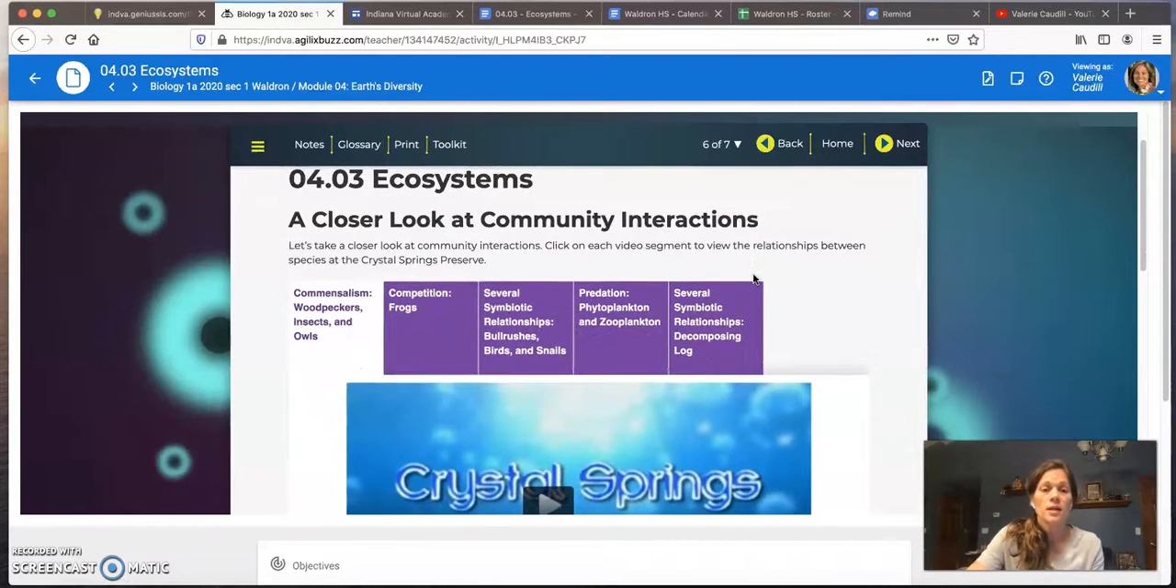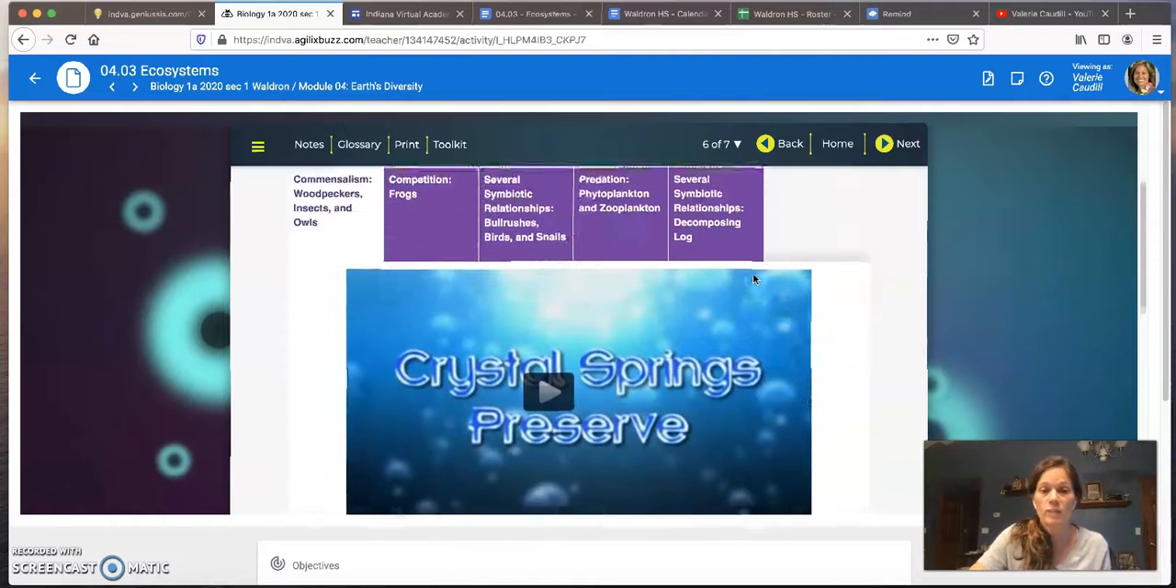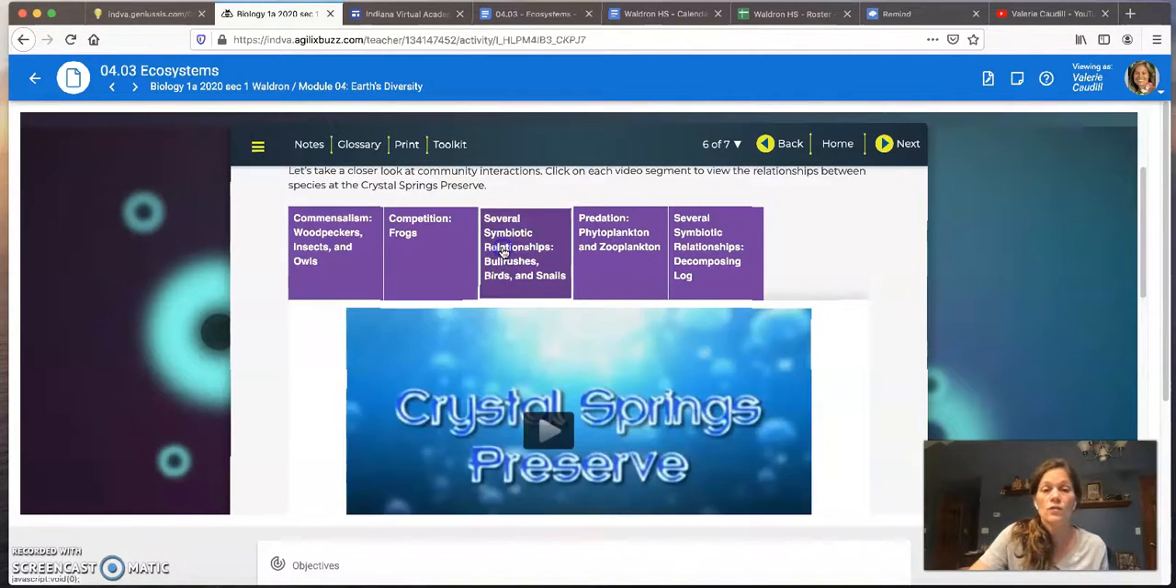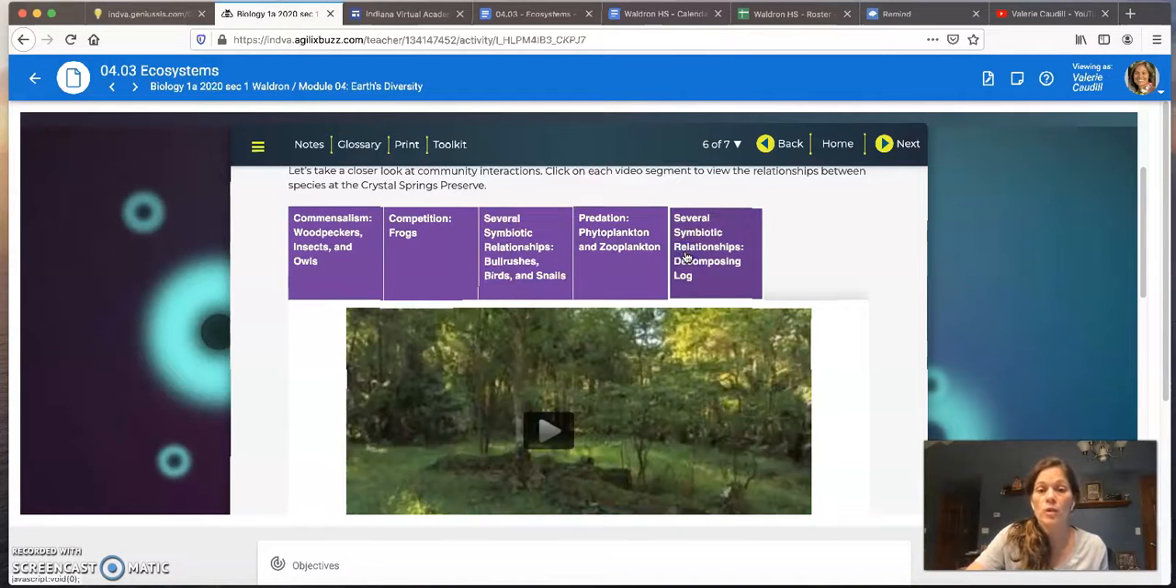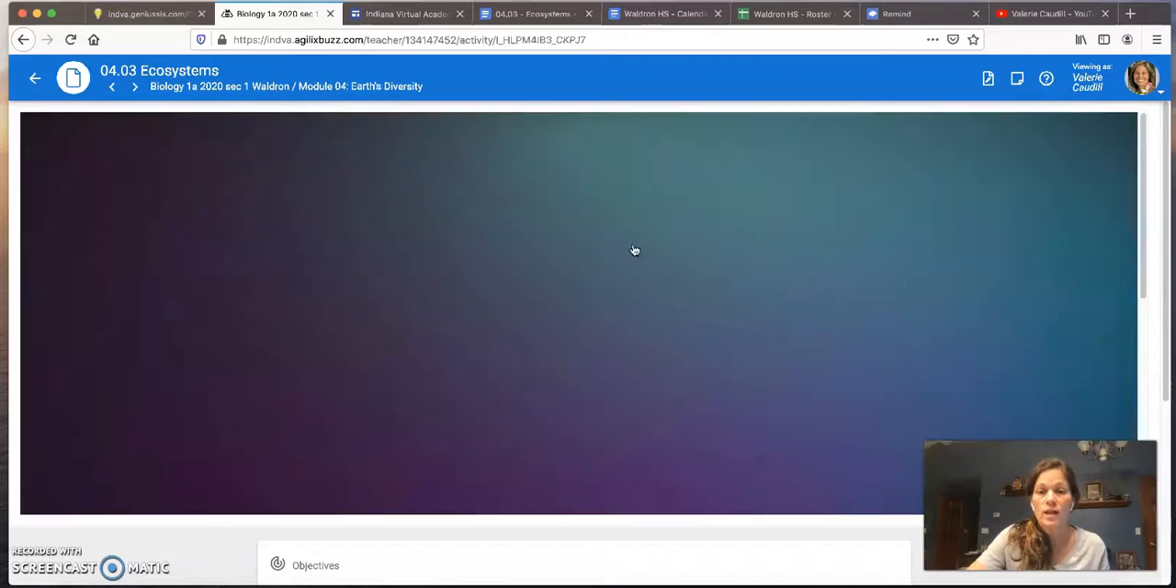Okay, when you're ready and documented what you need, go on to the final slide with the content. In here we have a closer look at those community interactions, and you have a video here that will scroll through. As you watch each video, it's an example of each one of the main topics up here. Okay, once you have completed that, then you will go on to the final slide.